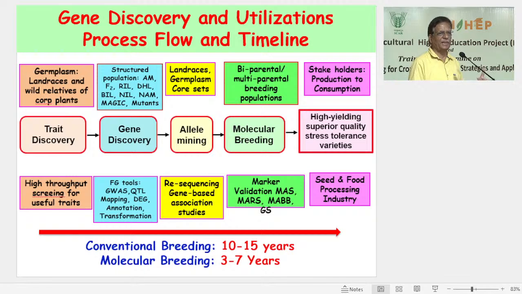If you develop a variety of pigeon pea which takes 1 hour to cook, then the person who cooks is a stakeholder. He doesn't want that variety, he wants a variety which cooks very quickly. And the person who eats, if the taste is not good, they will not like that variety, so that person is also a stakeholder. Similarly, from producer to consumer, everybody is a stakeholder and everybody has some preferences. Everybody wants a particular trait.